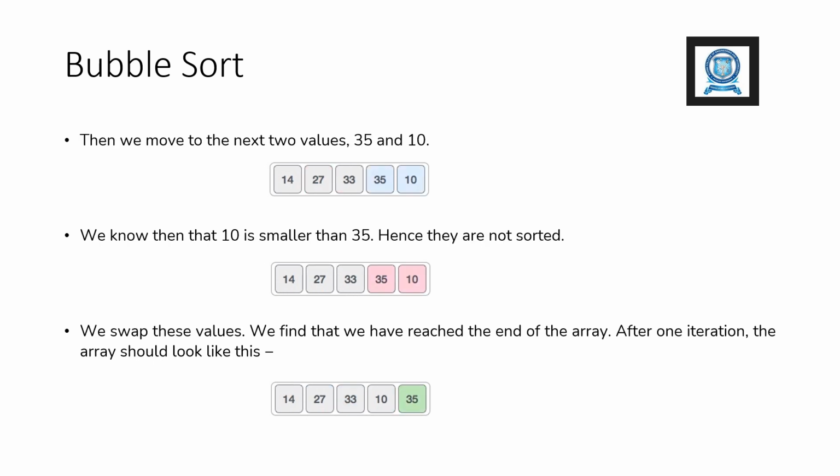Then we move to the next two values, 35 and 10. We know that 10 is smaller than 35, hence they are not sorted. We swap these values. We find that we have reached the end of the array. After one iteration, the array should look like this.